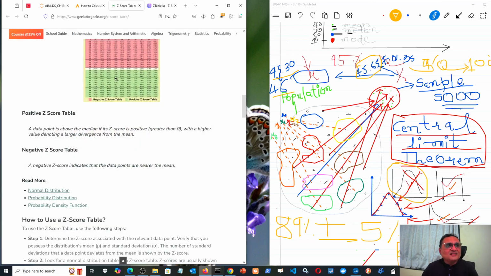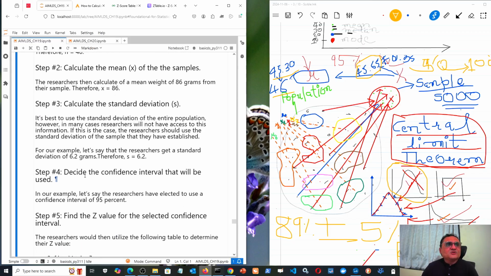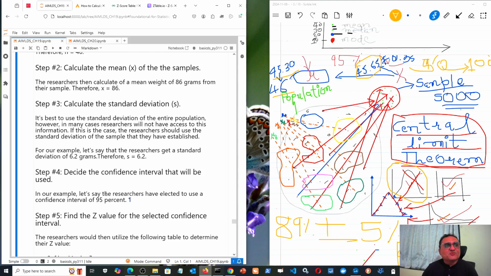But that is another matter. I will teach you how to see this table. But currently we are just interested in this many values of Z. Okay, so you can see that instead of 95%, if I want to use 90%, then instead of 1.96, I will have to use Z is equal to 1.645, right?